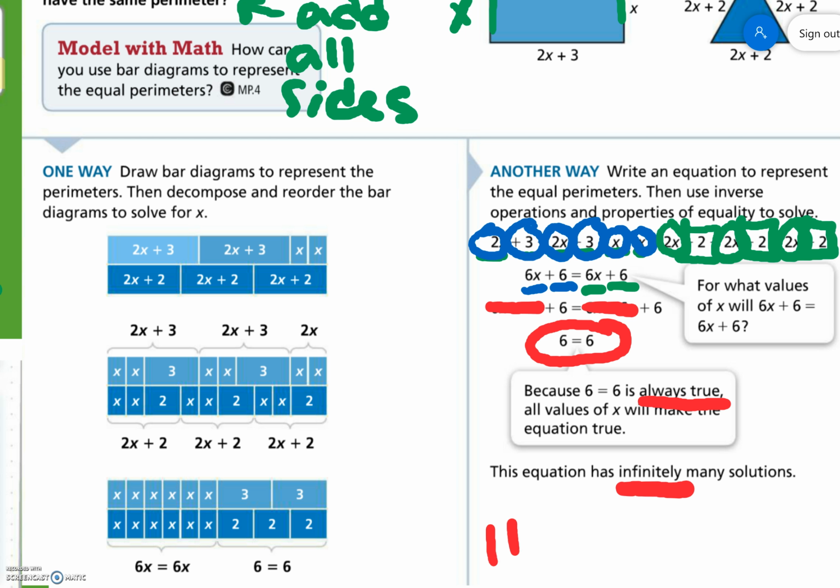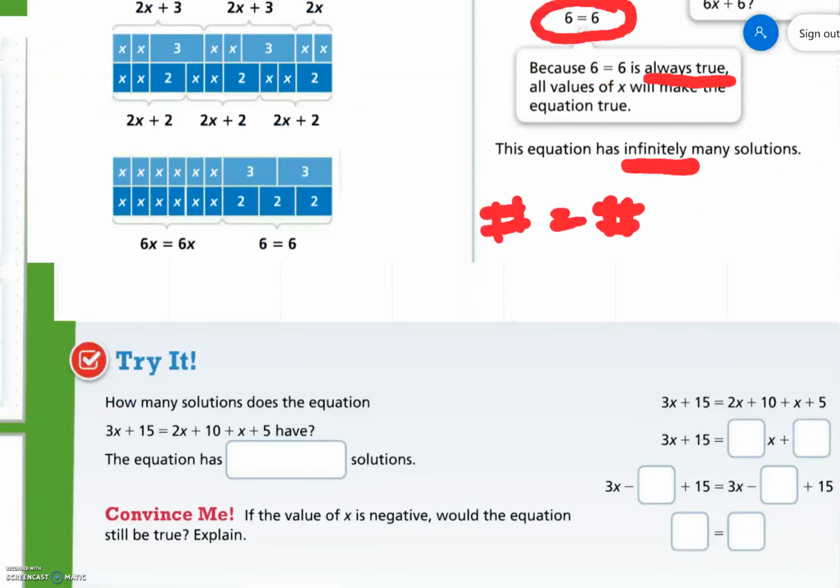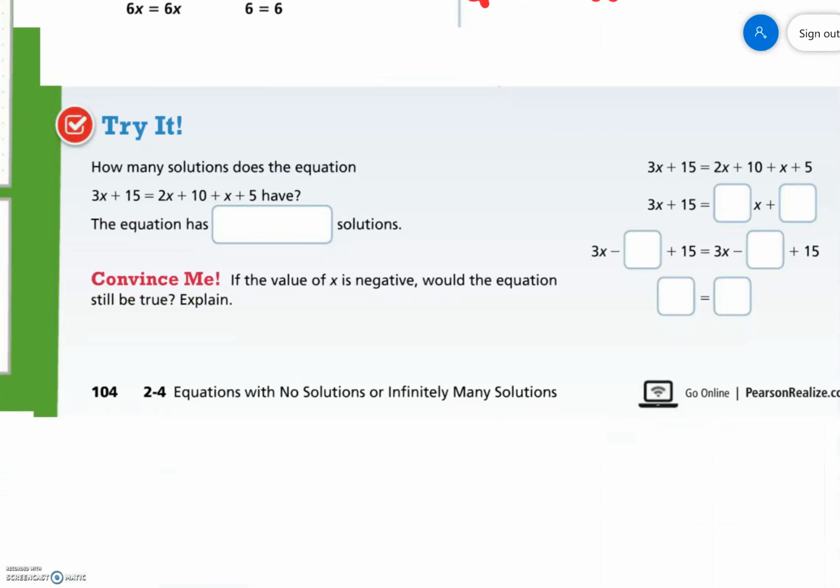So if you ever have a number equal to a number, and it's true, there are going to be infinite solutions. Let's try it. How many solutions does the equation 3x plus 15 equals 2x plus 10 plus x plus 5? Well, you have to notice what we have to do on the left-hand side first. We have a 2x and an x. So if we combine those together, we have 3 x's. Then we have a 10 and a 5. Combine those together, we have 15.